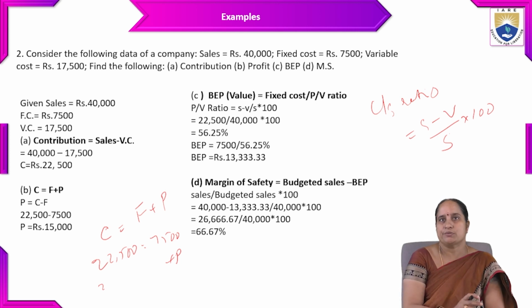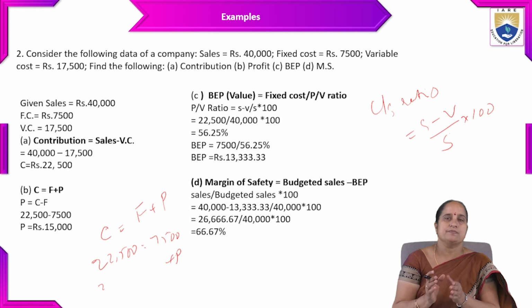So your PV ratio is 56.25%. Using that, we have calculated BEP, which is equal to fixed cost divided by PV ratio, 7,500 divided by 56.25%. Then BEP in terms of rupees is 13,333.33 rupees. Next we have to find out margin of safety. Margin of safety is the difference between budgeted sales minus BEP sales.